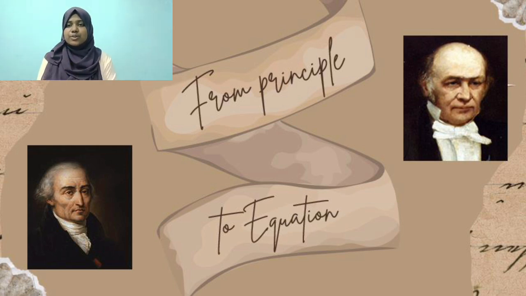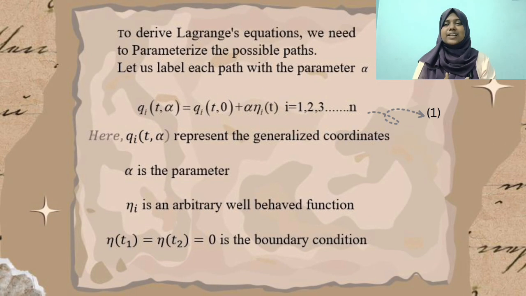So where motion is governed by the wave function. So it also informs our understanding of field theory. So finally, we are here to know how the Lagrange equation can be derived directly from Hamilton's principle. To derive the Lagrange equation, we need to parameterize the possible path.